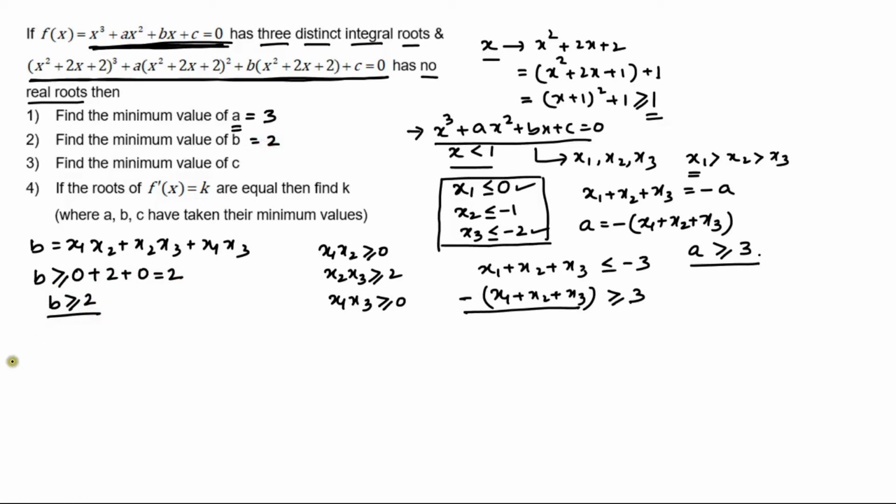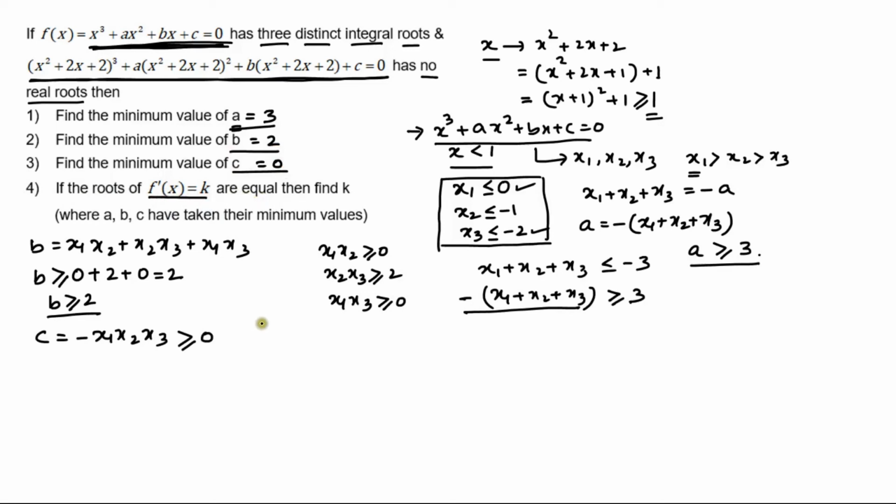Is it okay? Now, what is c? c is nothing but minus x1x2x3. Yes or no? The product of three roots will be nothing but minus c, which is x1x2x3. So c is nothing but minus x1 into x2 into x3, which is naturally greater than or equal to 0. Therefore, the minimum value of c is nothing but 0. Is this much clear to all of us? Okay, so the minimum value of a is 3, the minimum value of b is 2, and the minimum value of c is 0.